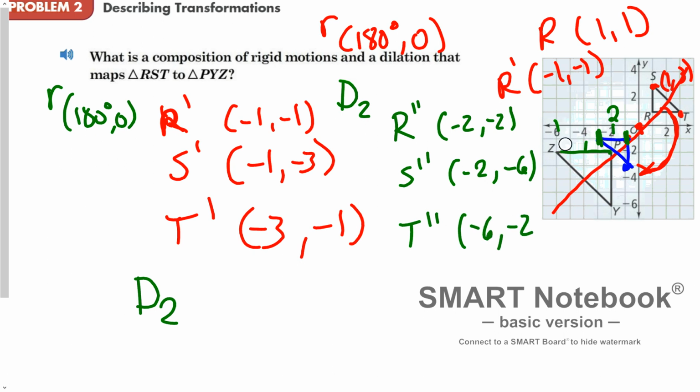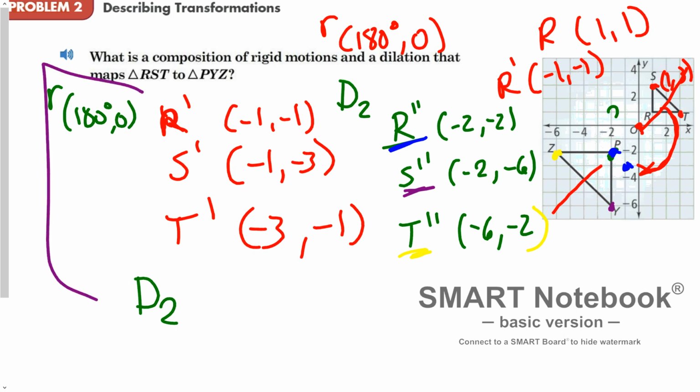And then we can see, if I erase some stuff here, that P right here is -2, -2. So that goes with P. And then Z is -6, -2, that would be T double prime. And then our last one right here is -2, -6, which is the same as S. So we can describe our transformation as having a rotation of 180 degrees and then a dilation with scale factor of 2.